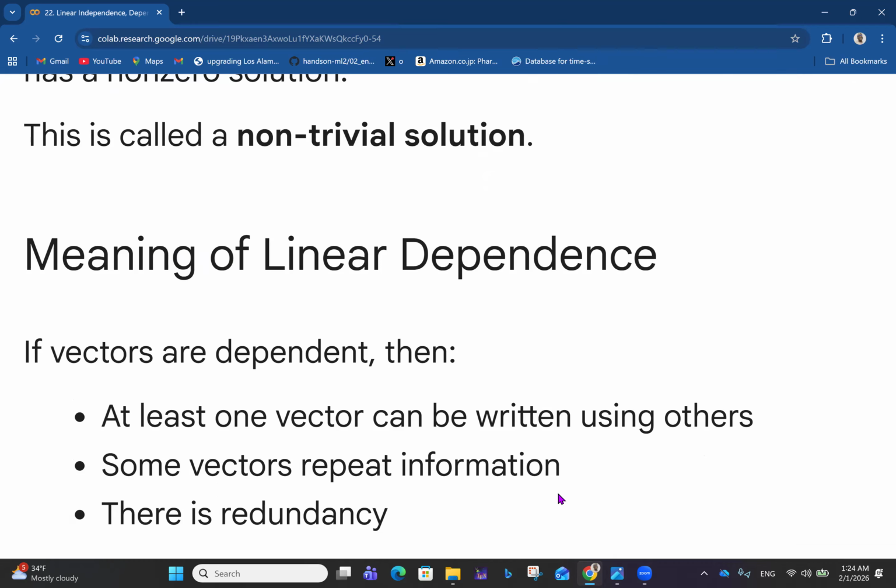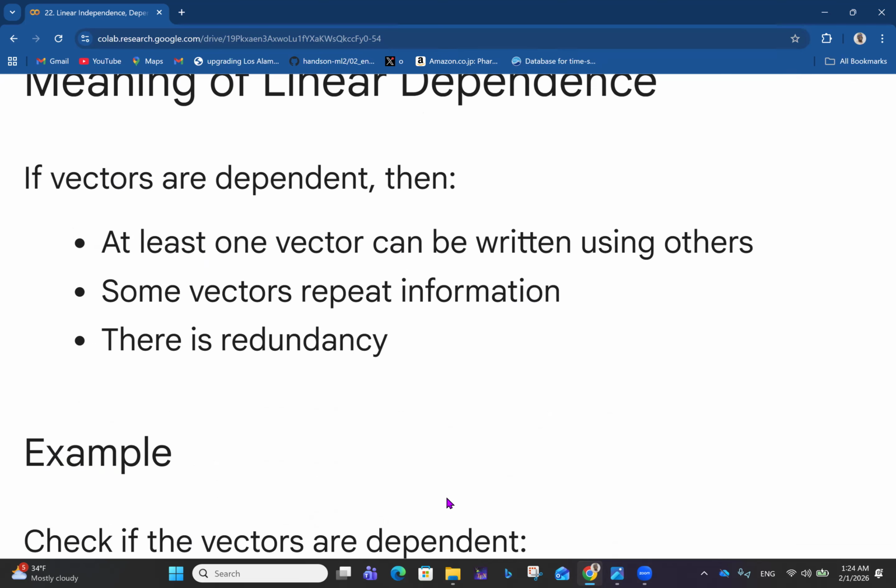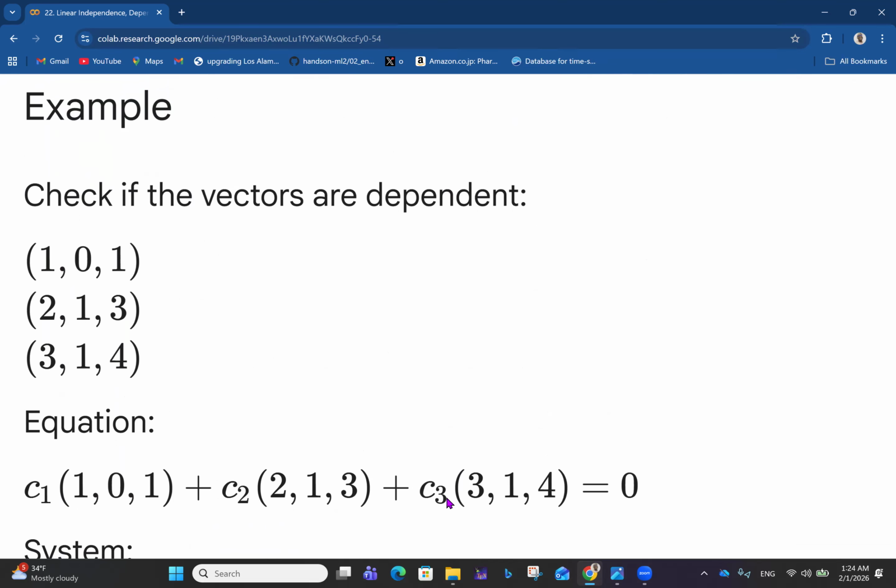Then some vectors repeat information, right? So that vector that is a multiple of another one repeats the fundamental information of the one whose multiple it is. Then there's also redundancy because there's no new information being added by any vector at all. So look at this example.